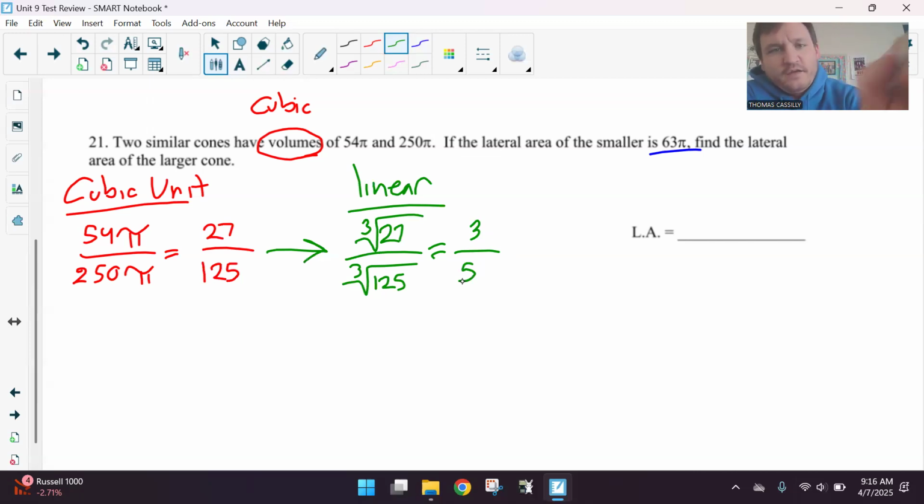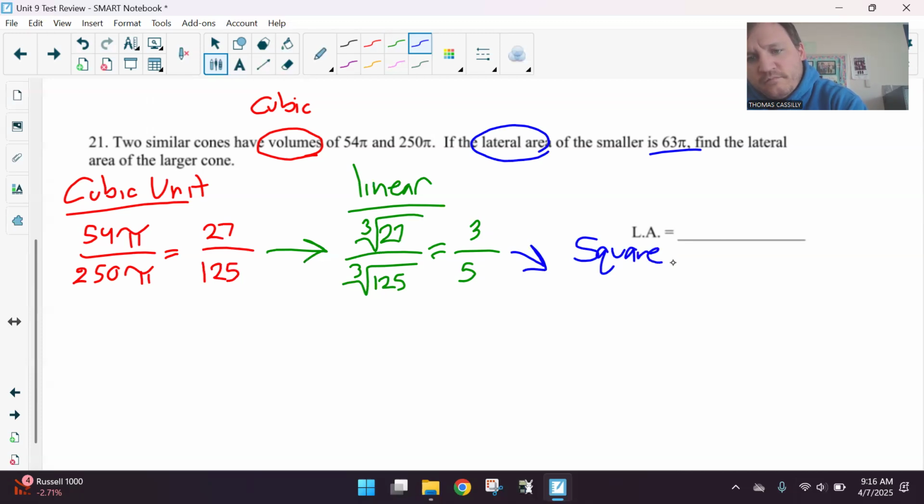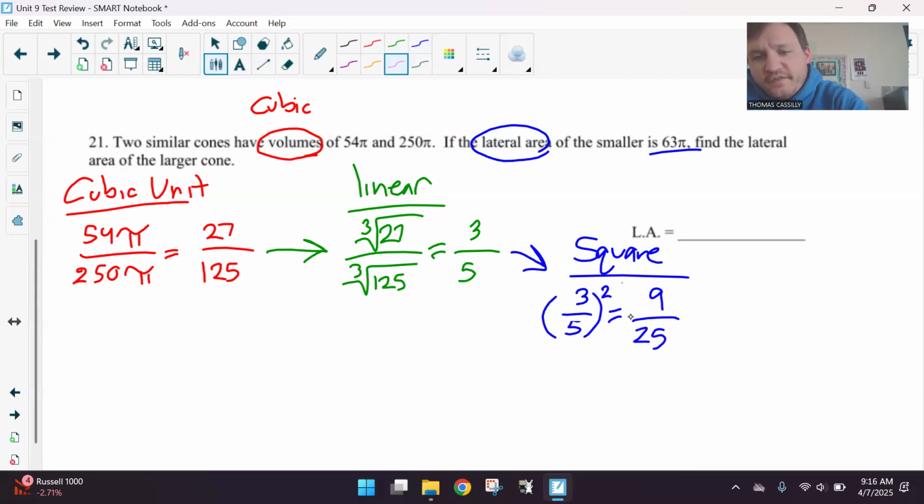Now, the last thing we need to do is, since we're looking for lateral areas, which are squared units, I'm going to take this guy and turn this into a squared unit. All right, so what I'm going to do, I'm going to take 3/5 and square both the top and the bottom. And that gives me 9/25. All right. And this is not our final answer, but this is our ratio of the lateral areas. All right. And that is the number I need to compare with that 63 pi.